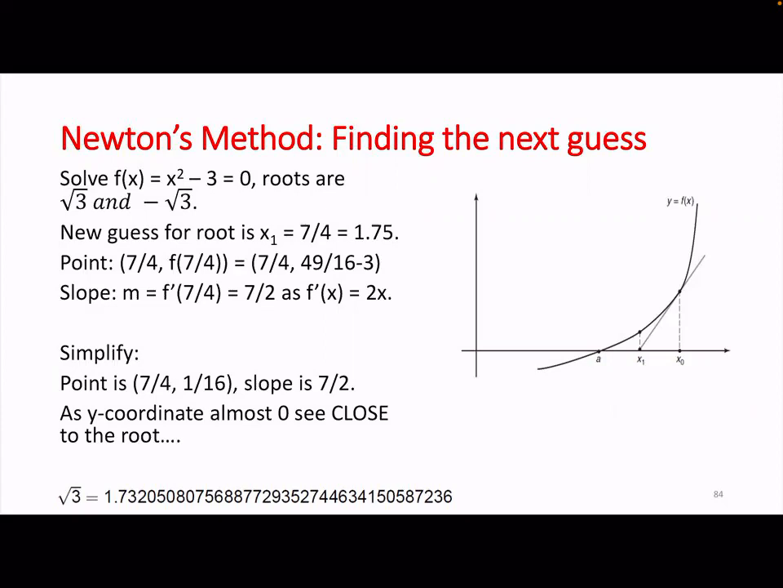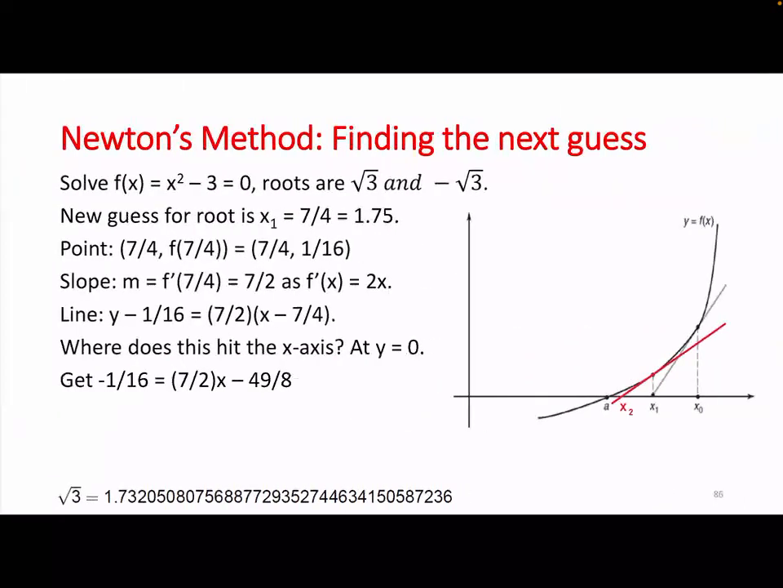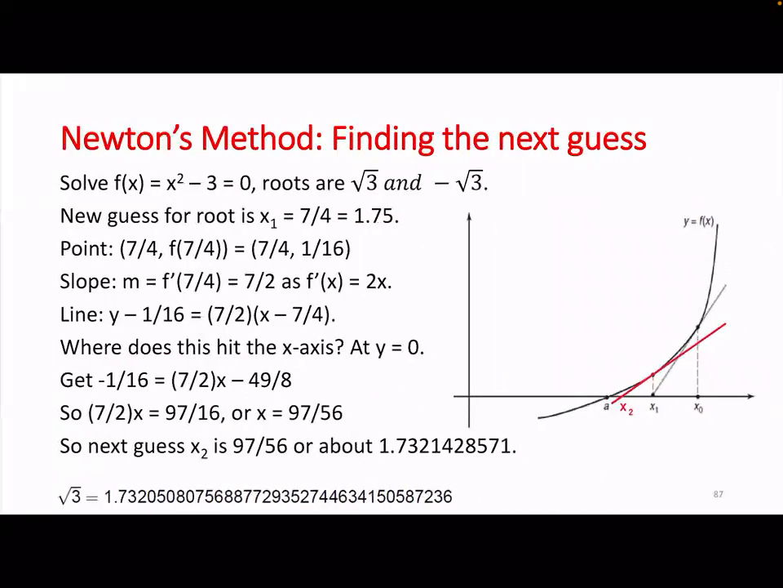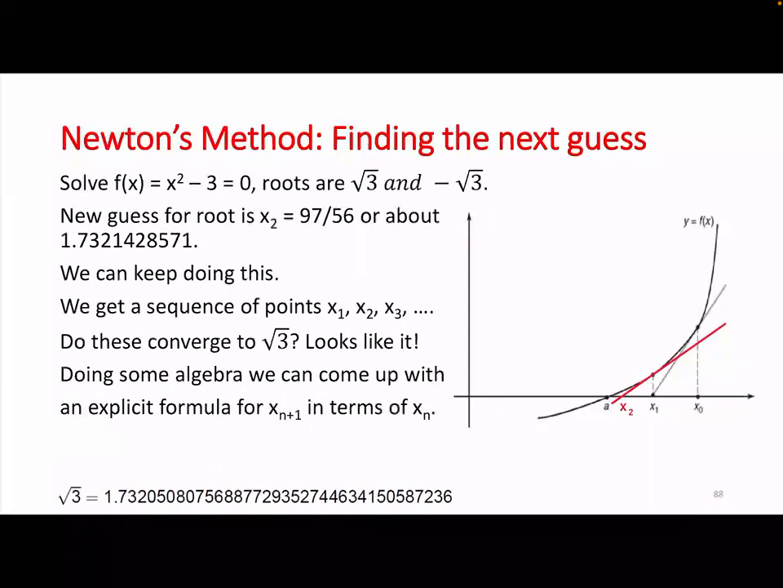I'm just going to skip ahead. We get our next guess is 97/56 after you do the calculation. Good, here I redrew the line. So here's the red line, which is the next iteration. And you can see it's looking pretty close to the square root of 3. So we get 97/56, 1.73214 versus 1.732050. That's not bad for just 2 guesses.